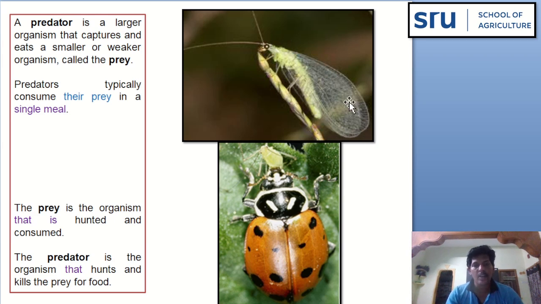A predator is a larger organism that captures and eats a smaller and weaker organism, that is the prey. Therefore, the predator is a larger and stronger organism that feeds on a smaller and weaker organism, the prey. A predator typically consumes its prey in a single meal. The prey is the organism that is hunted and consumed by the predator. The predator is the organism that hunts and consumes the prey as food.